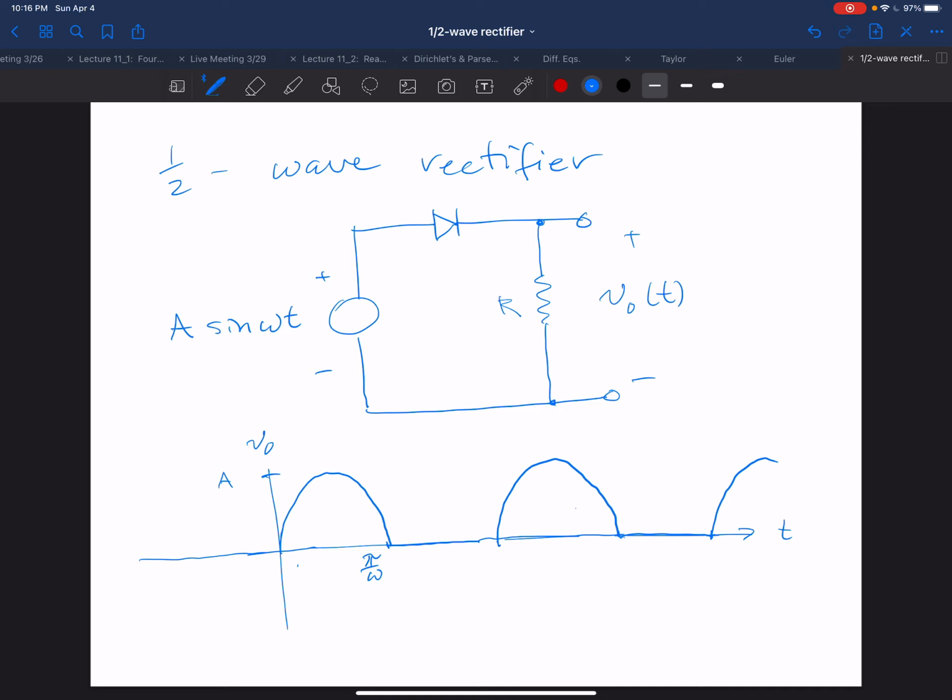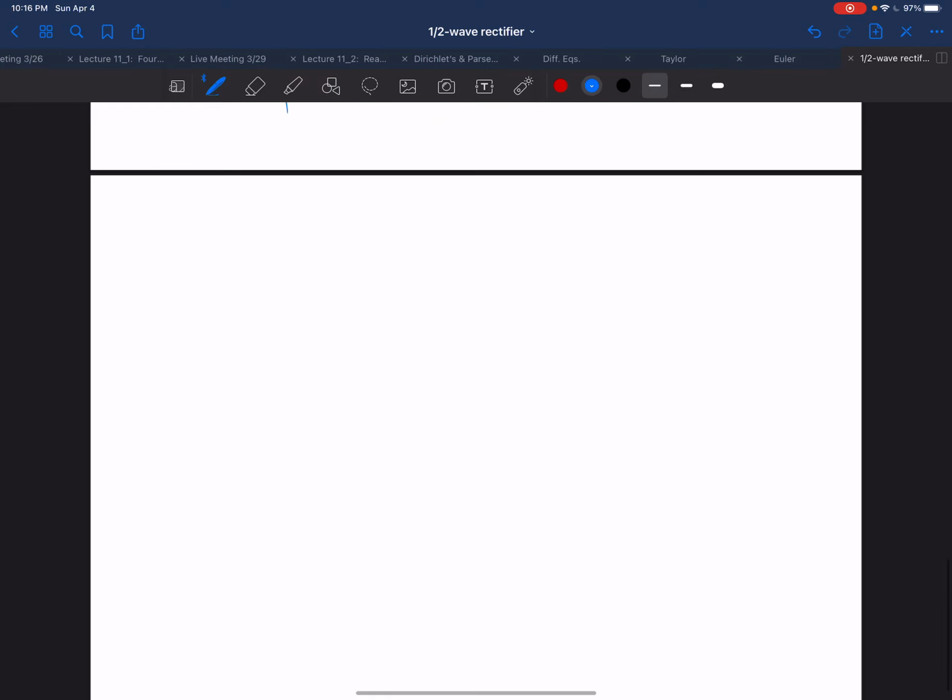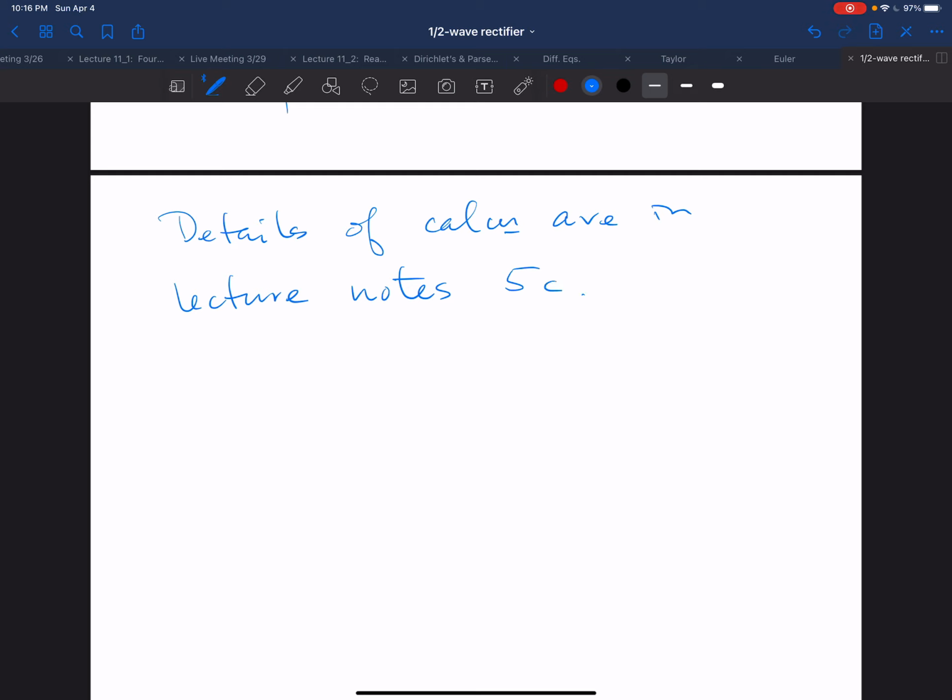Now, I won't go through the calculation. The details are given in lecture notes, part 5C. And it's not difficult. We're just dealing with exponentials here, so it's just a matter of integrating exponentials.